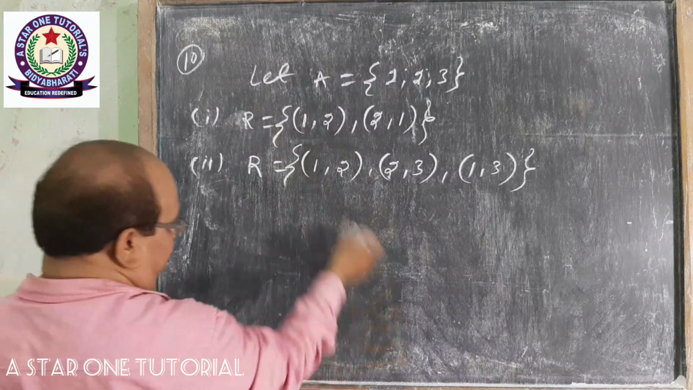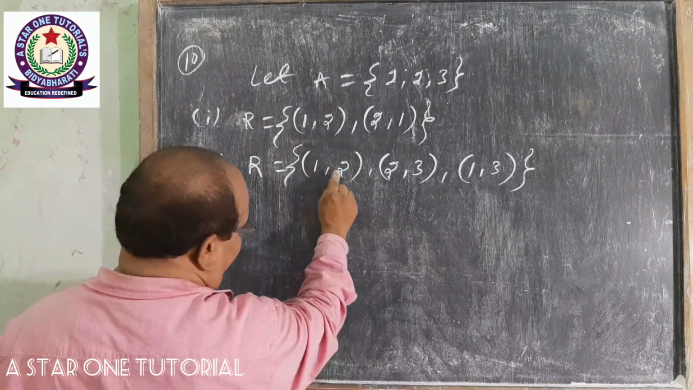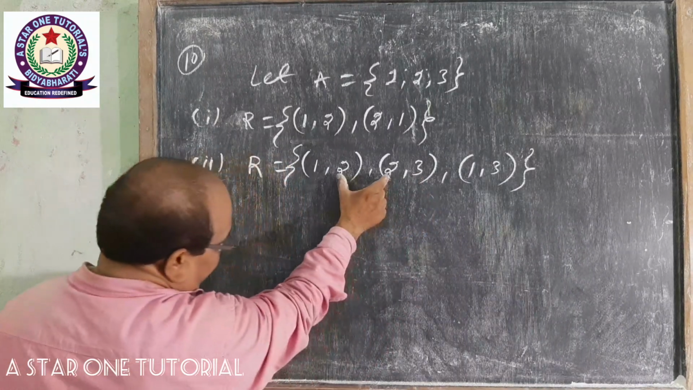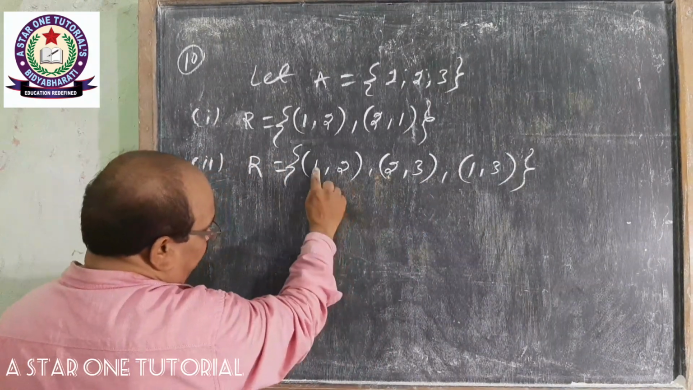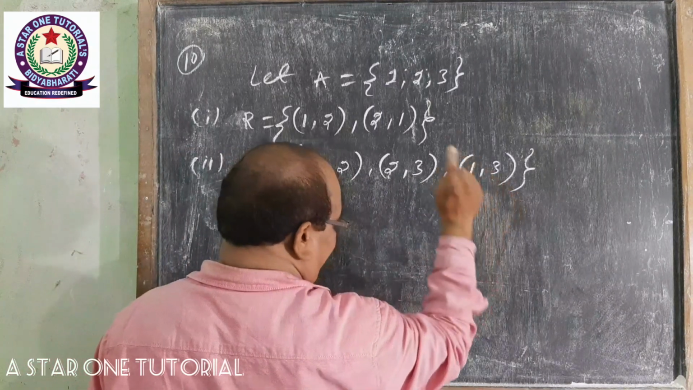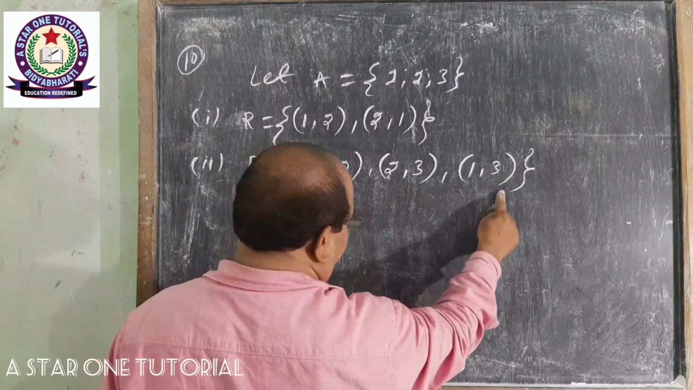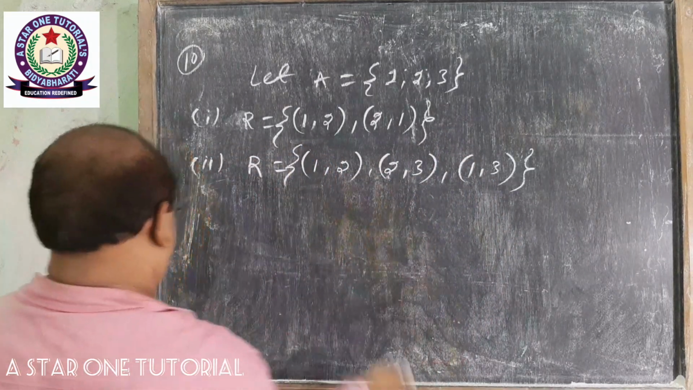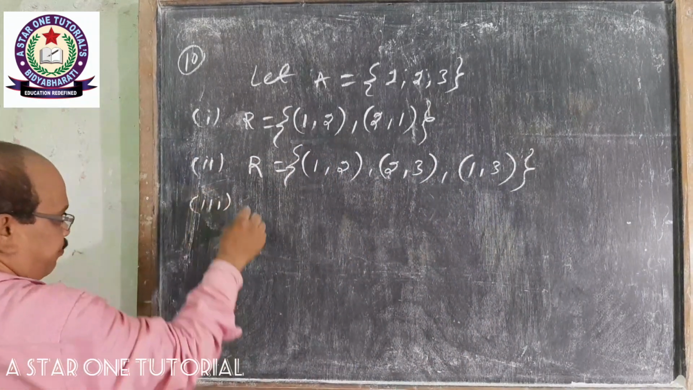But it is transitive. Why? Because you see here 1 is related to 2 and 2 is related to 3. Cancel the 2, the third pair should be (1, 3), and (1, 3) is present here. So this relation is transitive. It is neither reflexive nor symmetric. Only transitive. Then come to the third example.